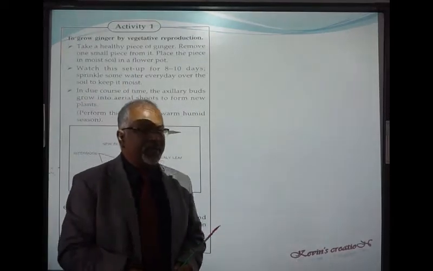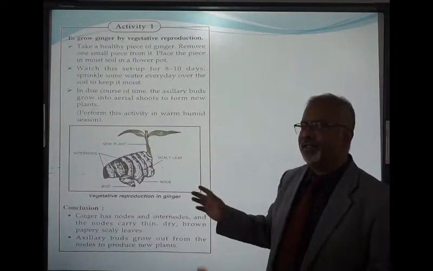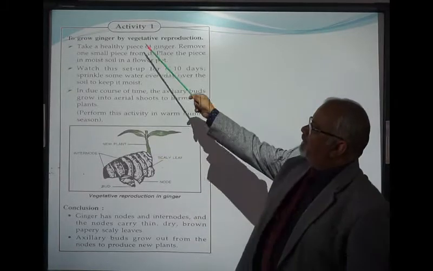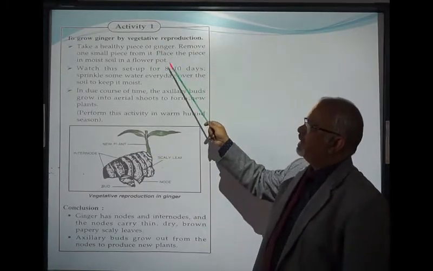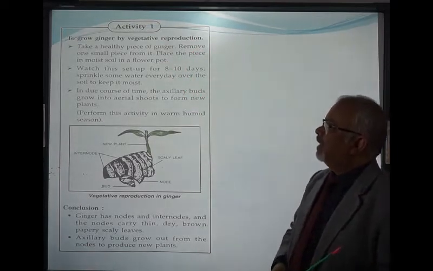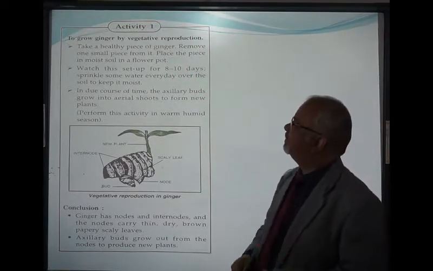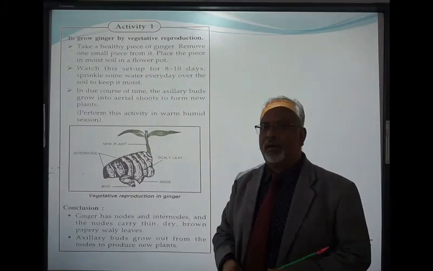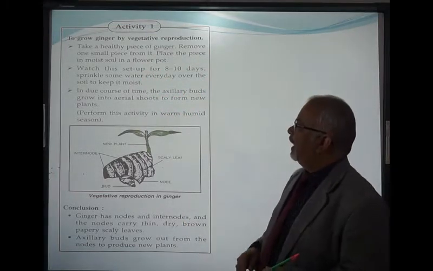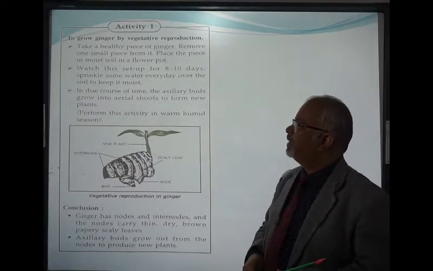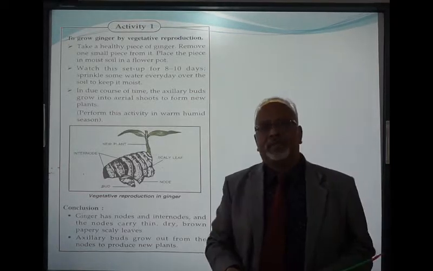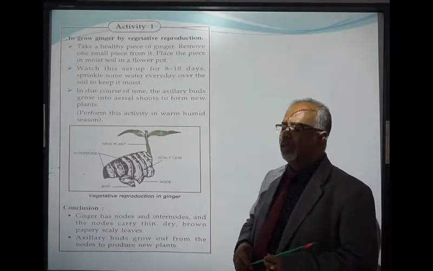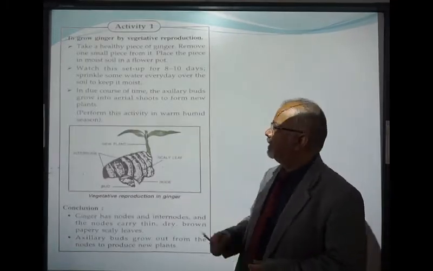So one activity is there, a very simple activity, just like what we learned. To grow ginger by vegetative reproduction, take a healthy piece of ginger, remove one piece from it. Place this piece in moist soil in a flower pot. And then you have to keep it for 8 to 10 days. You have to sprinkle some water from time to time, so that it is kept moist.